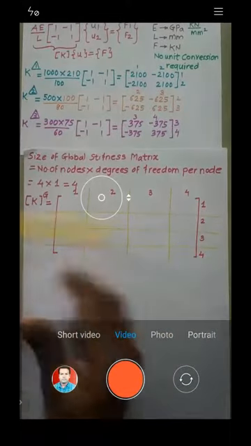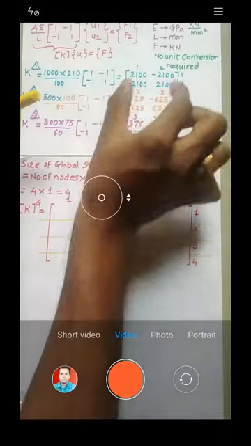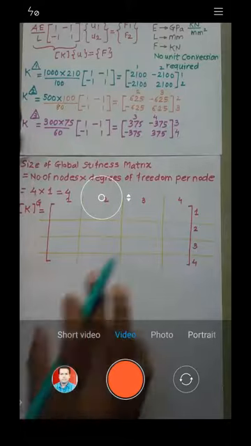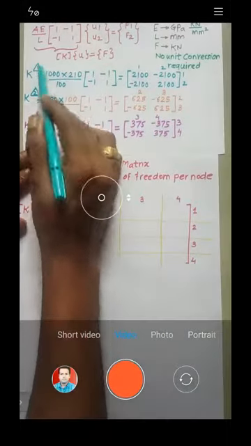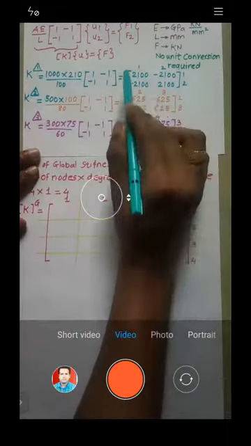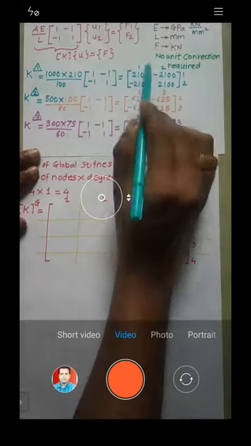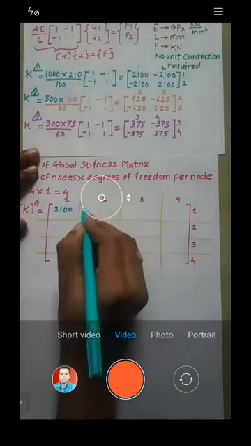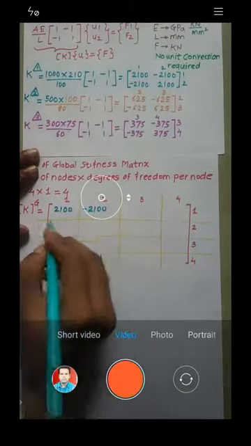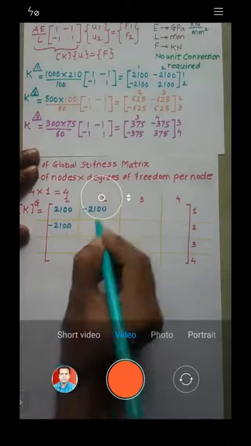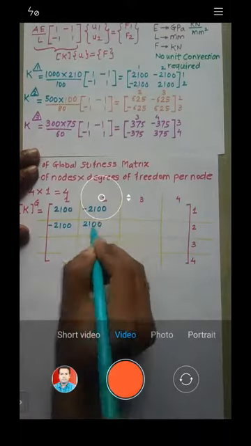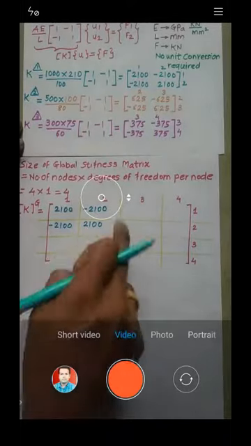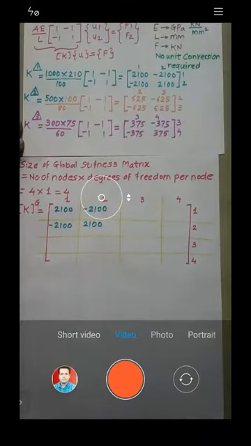Now, what is our intention? We need to pick every matrix and place it in the global stiffness matrix. Let's start with element number 1. It starts at first row, first column, so there I put 2100. Next to it is minus 2100, here it is minus 2100, and here it is 2100. This has been done for the stiffness matrix of element number 1.